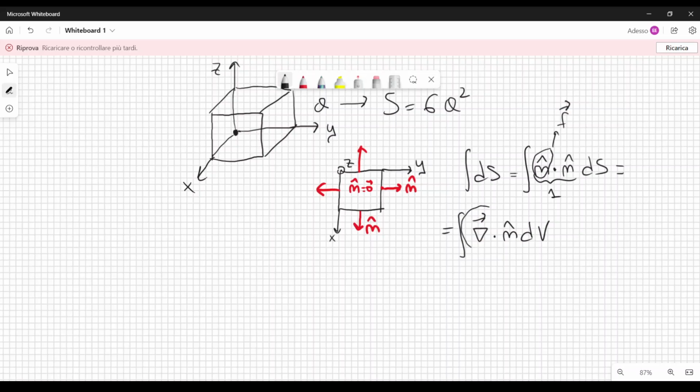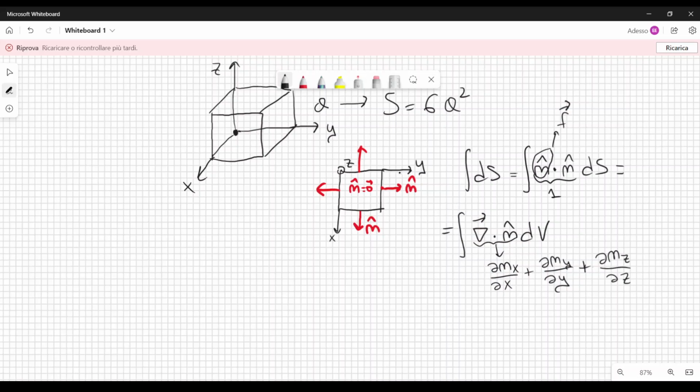And now you can see that it is not so easy to calculate the divergence of the normal. So the divergence of the normal would be the derivative of the x component of the normal with respect to x plus the derivative of the y component of the normal with respect to y plus the derivative of nz with respect to z. And we have to find these three derivatives.